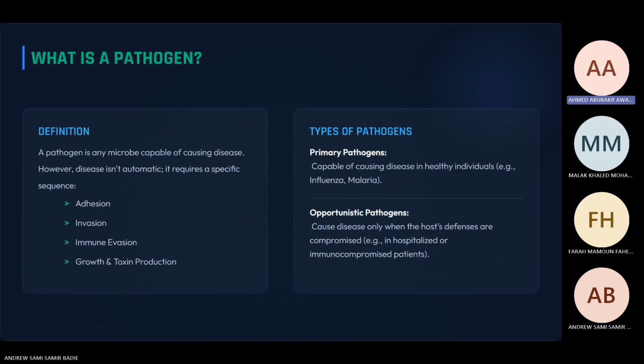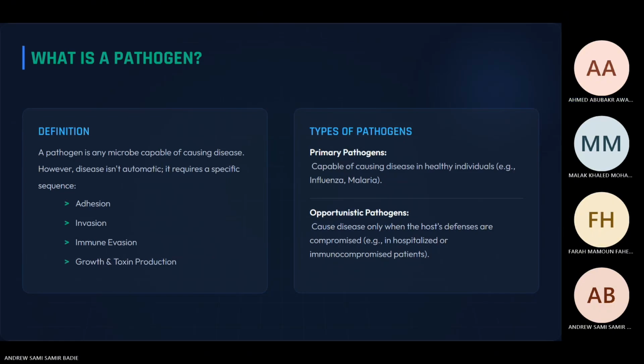When they enter the host, like a healthy individual, they make him sick directly. Examples are influenza and malaria. And we have the opportunistic pathogens, which we call the cowards. They can only attack you when your defenses are down. Examples are hospitalized patients or immunocompromised patients, who have weak immunity, so they can get these types of opportunistic infections.